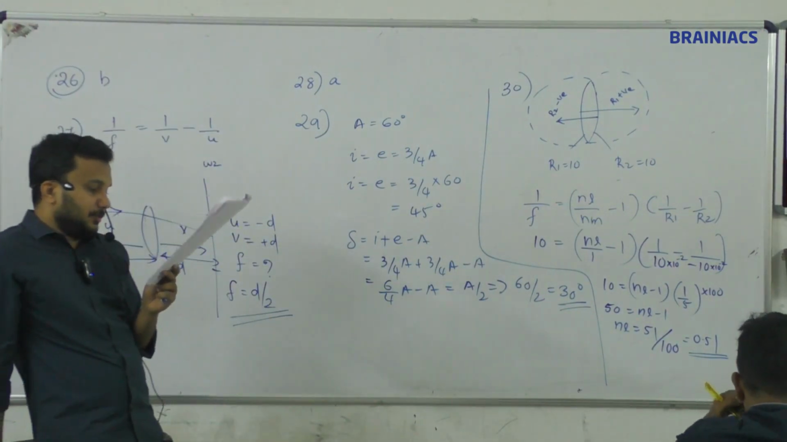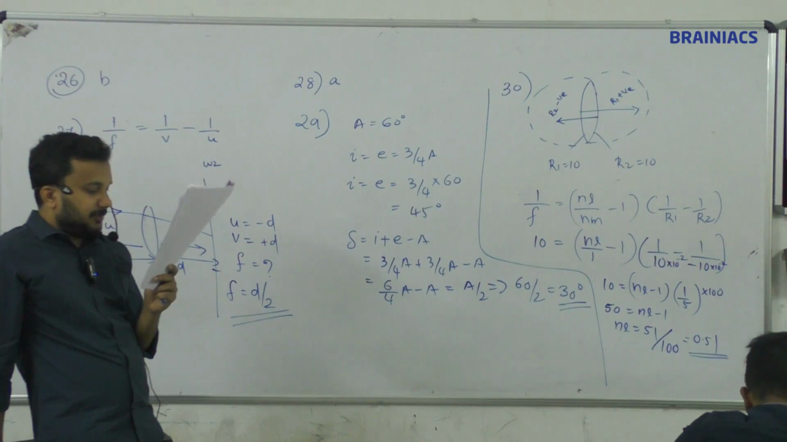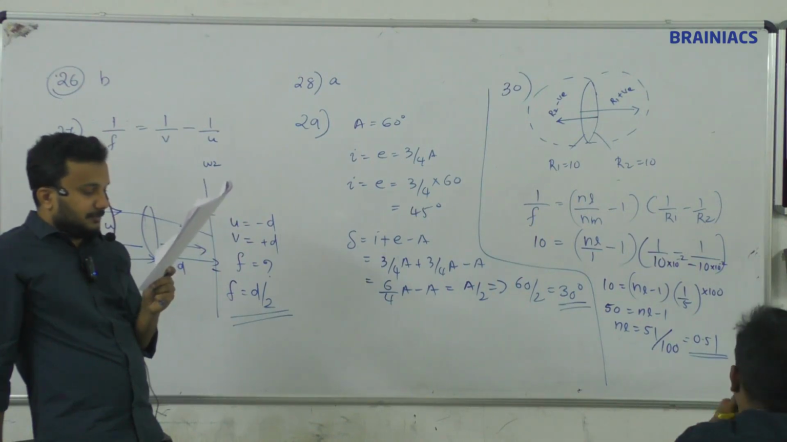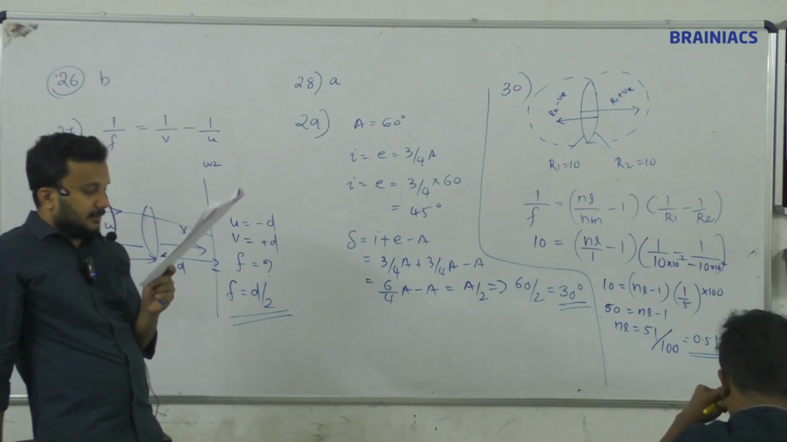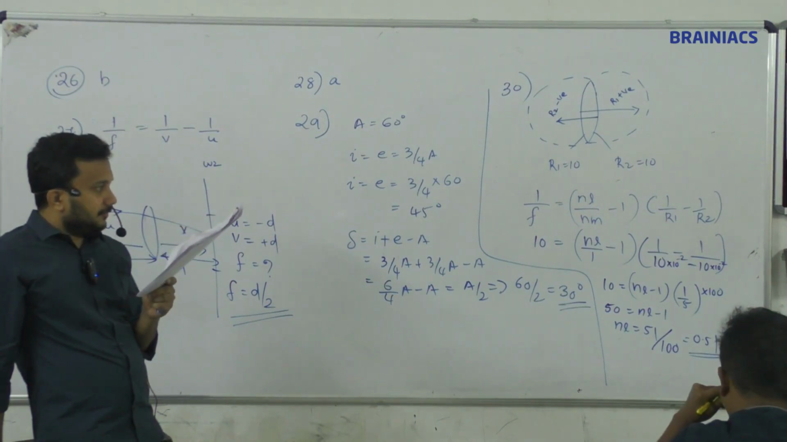0.51 comes in which option? 3 by 2 is 1.5, 4 by 3 is 1.33, no 9 by 8, no 5 by 3. So 0.51 is correct.